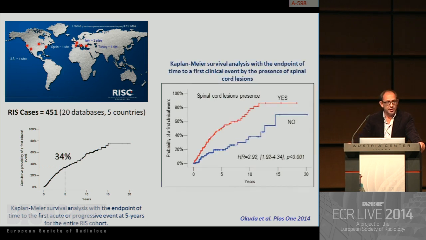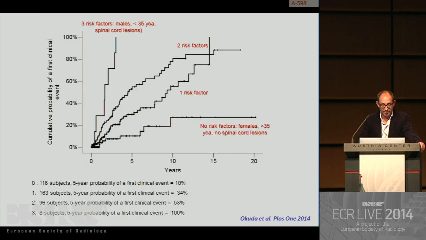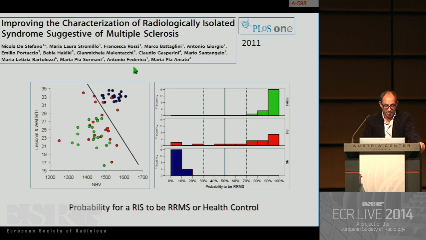And again, this study showed that the presence of spinal cord lesions significantly increased the risk of progression in this population. And again, if you consider not only the presence of spinal cord lesions, but also the age and the gender of the subjects, as you can see in this curve, if you fulfill the three prognostic criteria, 100% of the patients will convert to MS in a short period of time, although the number of subjects that fulfill these three criteria is relatively low.